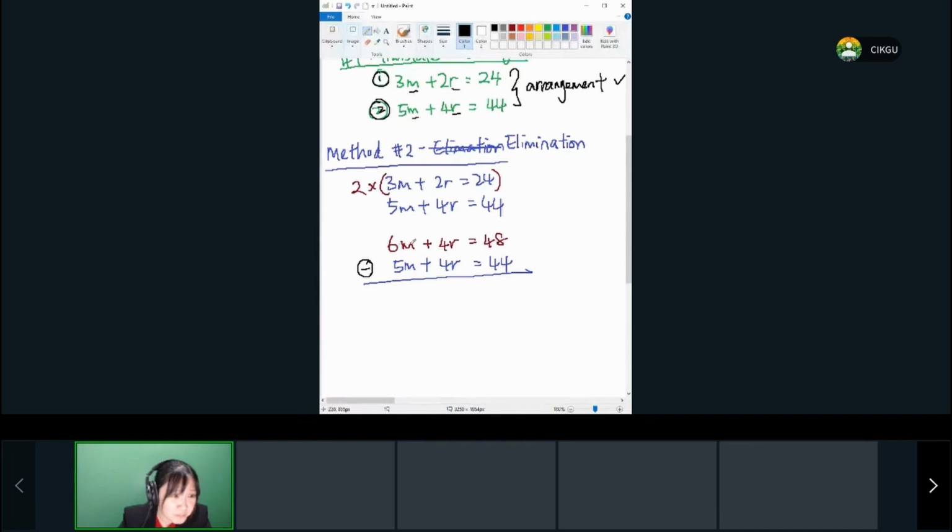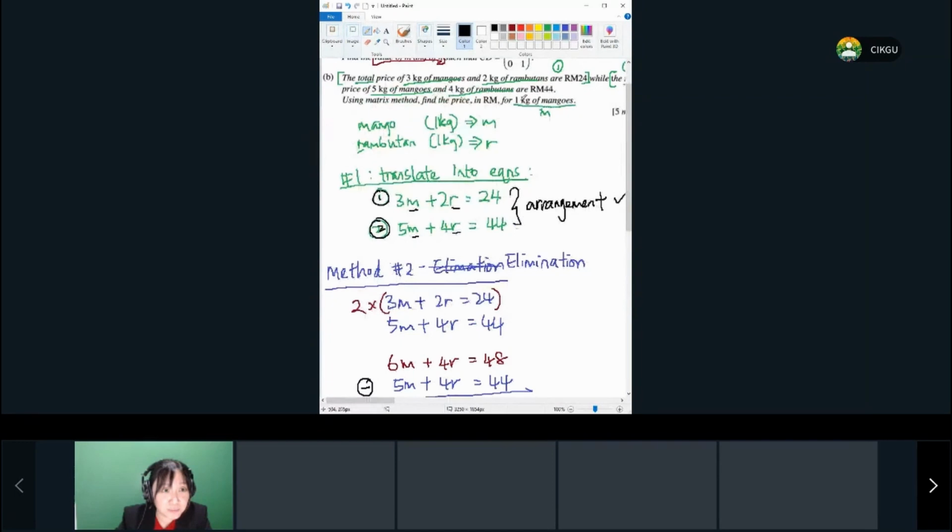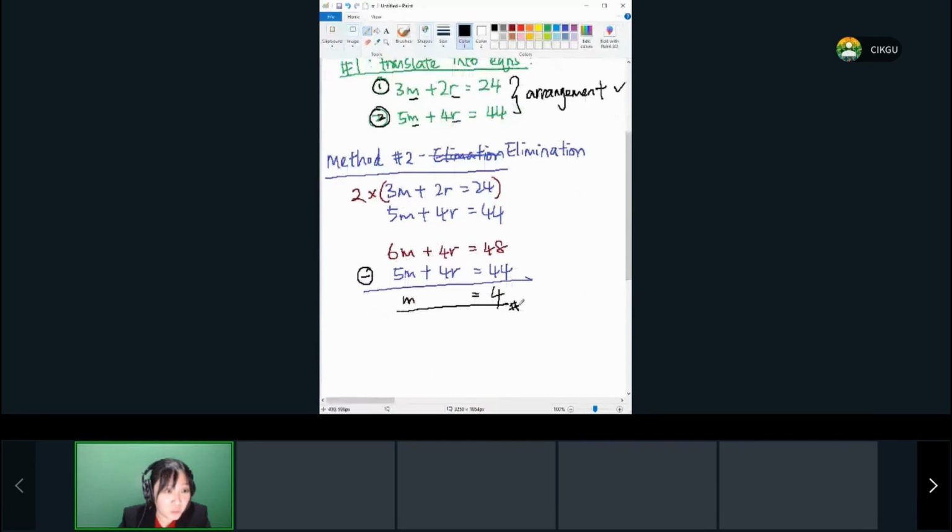So 6M minus 5M, left with 1M. 4R minus 4R, gone. 0, no need to write. Some students still write 0. No need lah. M plus 0, just M. Equals 48 minus 44, which is 4. M equals 4. Isn't that what the question is asking for? Find the price of 1 kilogram mango. Find M. See? Found already in 1, 2, 3, 4 steps.